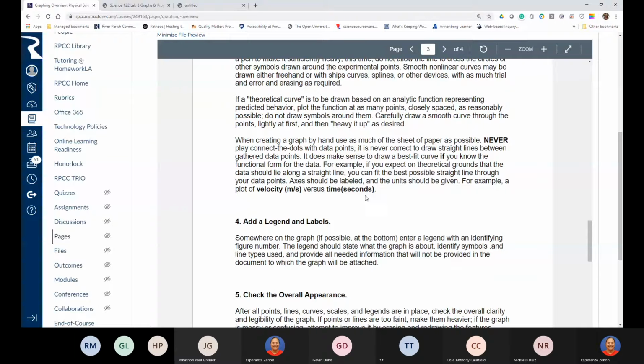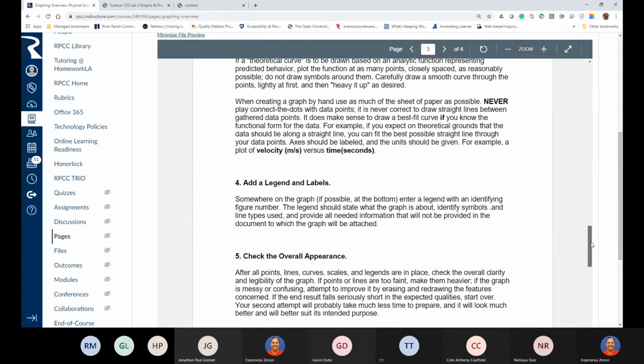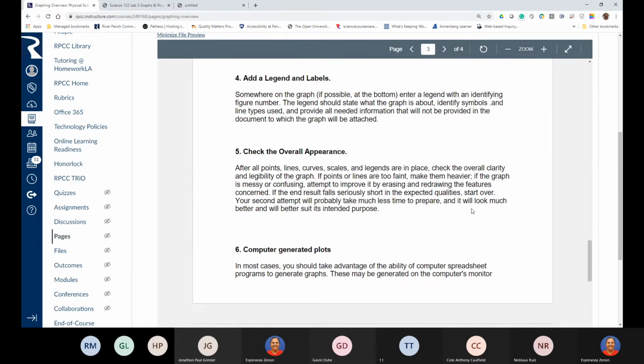Make sure that you label your axes. If it's linear, use the straight edge to draw the straight line. Okay. If you're using any special markings, you put a legend.